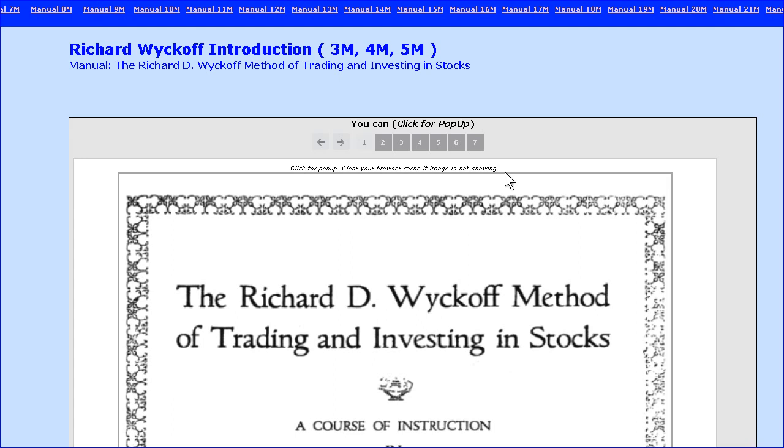Today we're going to have a general chat about Richard Wyckoff and looking at trend change, price going from a downswing to an upswing. Now quickly, on readtheticker.com we have the full Richard Wyckoff manual that was sold to his students for reference. The idea is to understand the principles.